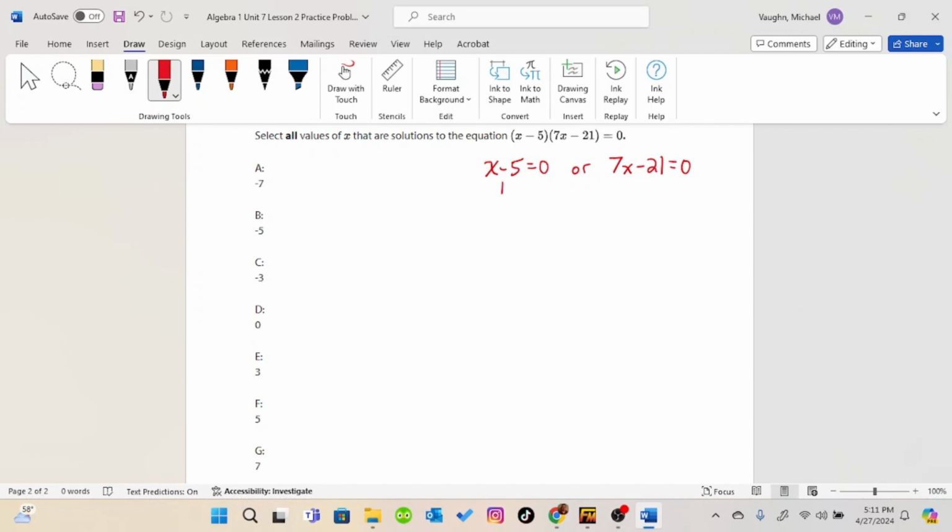So first, we will add 5 to both sides. This eliminates it on the left, and we get x equals 5.